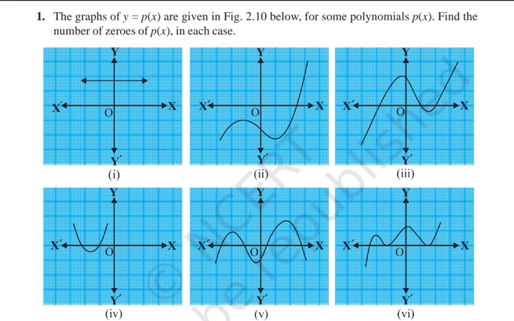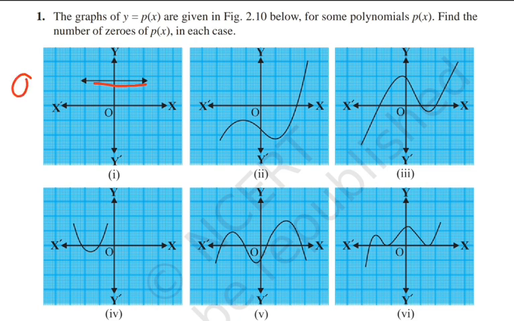Let's see. See, in the first subdivision, you can see this is the line. See, I am marking it. This is the line. So how many times it cuts the x-axis will be the number of zeros of the polynomial. This line lies on the y-axis, so it doesn't cut the x-axis. So there won't be zeros. The number of zeros for this is 0.